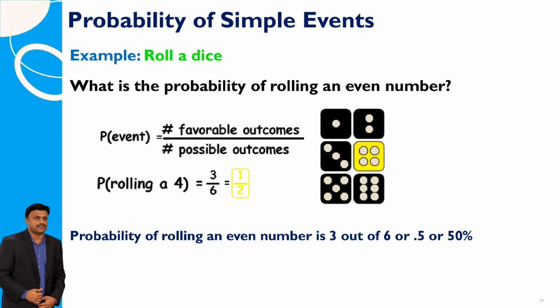For example, when rolling a die, the probability of rolling an even number is calculated as the number of favorable outcomes, rolling a 2, 4, or 6, divided by the total number of possible outcomes, 6. Therefore, the probability is 3 out of 6, which simplifies to 0.5 or 50%.